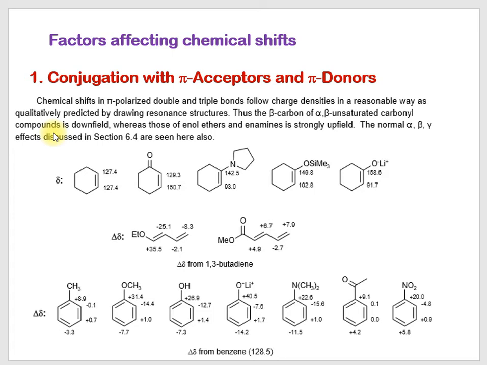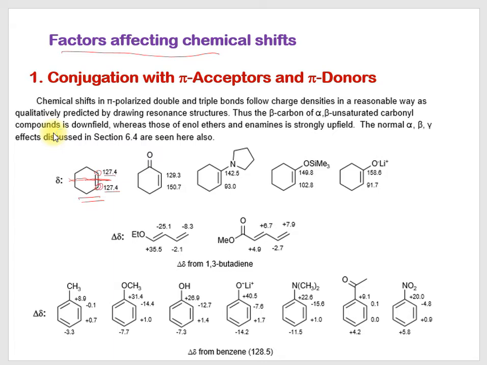Now let us consider some of the important factors which affect the chemical shift. Let us take these examples. Here you have the chemical shift for the sp2 hybridized carbon at 127.4, because of the symmetry. You have a plane of symmetry here, so this carbon will resonate at the same field as this carbon.